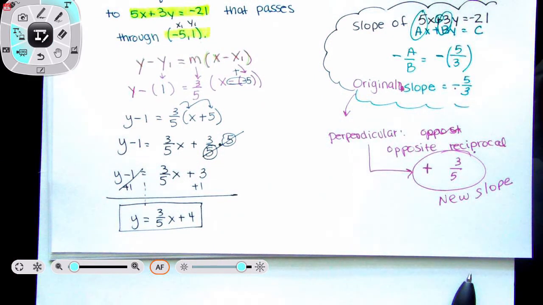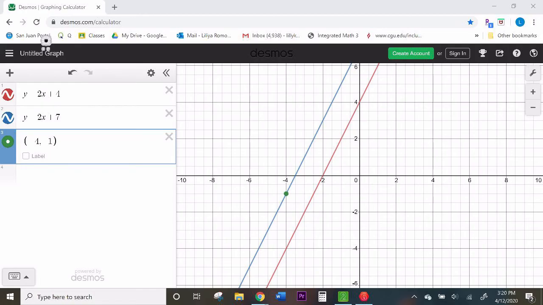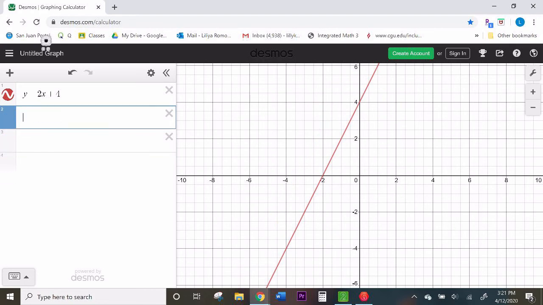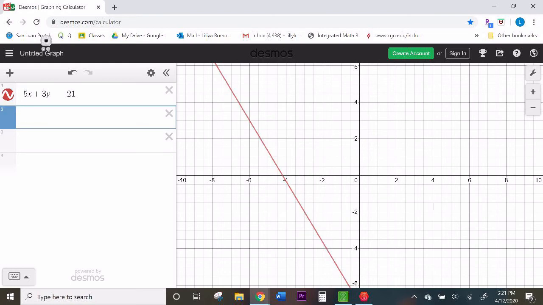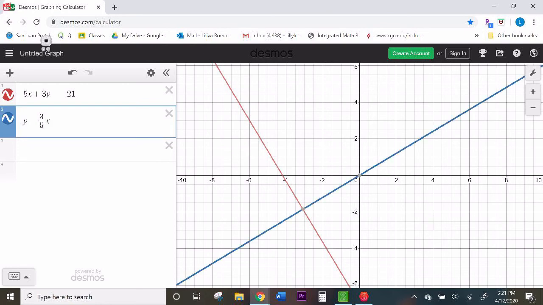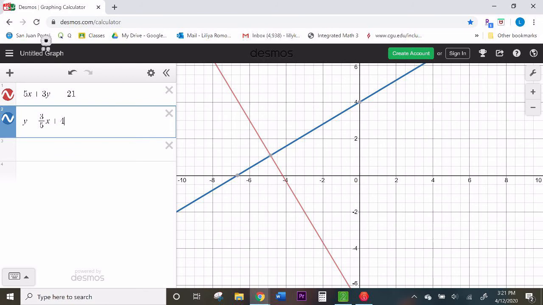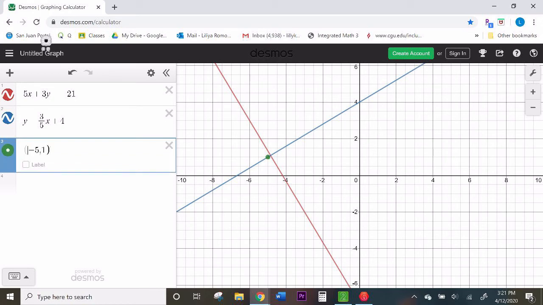So let's go ahead and head over to Desmos again. There it is. I'm going to erase these to show our new equations. Okay, so our original equation was 5x plus 3y is equal to -21. And then my new equation was y equals 3/5 x plus 4. And then we want our new equation to pass through -5, 1. And I need to put parentheses since it is a coordinate point.